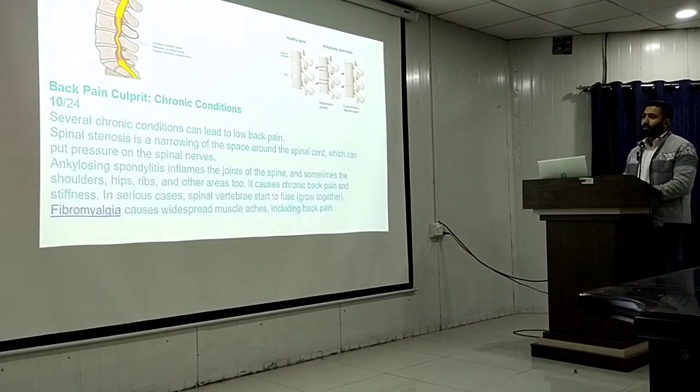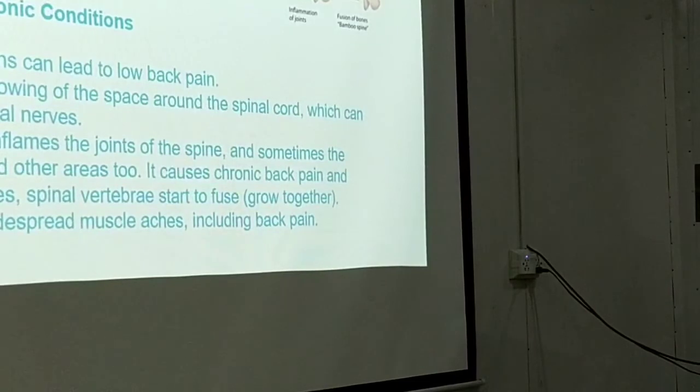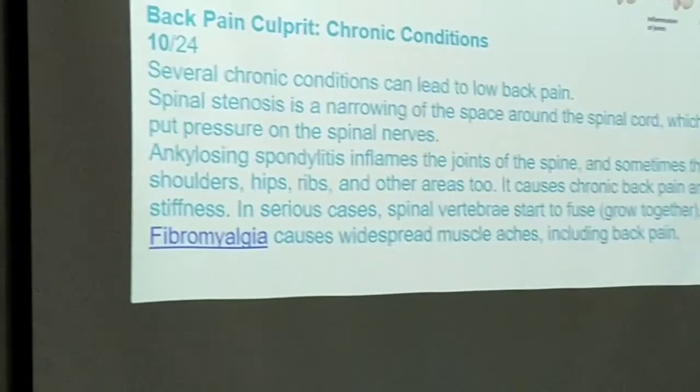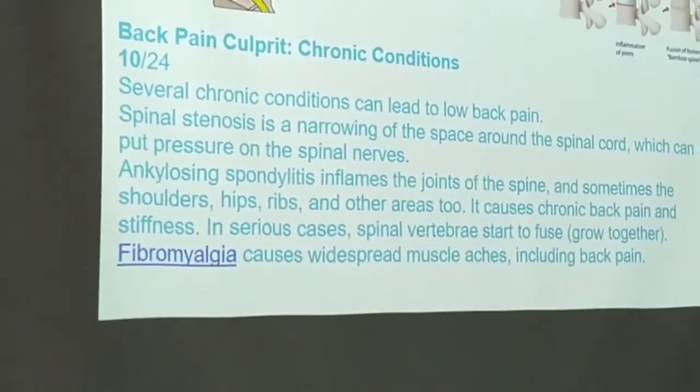Chronic conditions could be there. Several chronic conditions can lead to low back pain. Spinal stenosis is a narrowing of the space around the spinal cord, which can put pressure on the spinal nerves. And ankylosing spondylitis inflames the joints of the spine, and sometimes the shoulders, hips, ribs, and other areas too. It causes chronic back pain and stiffness.